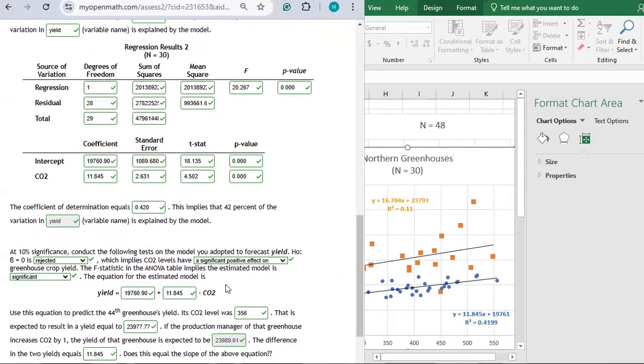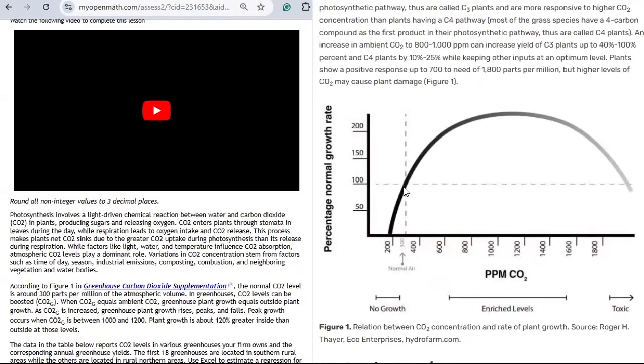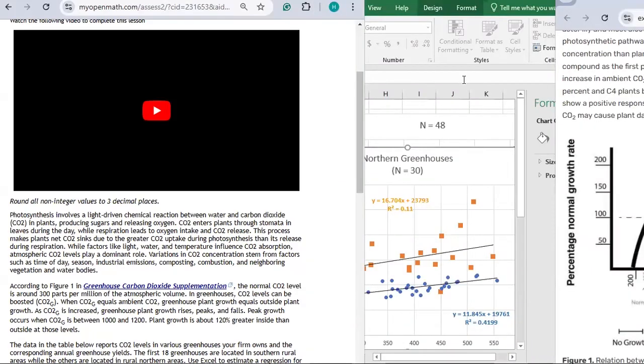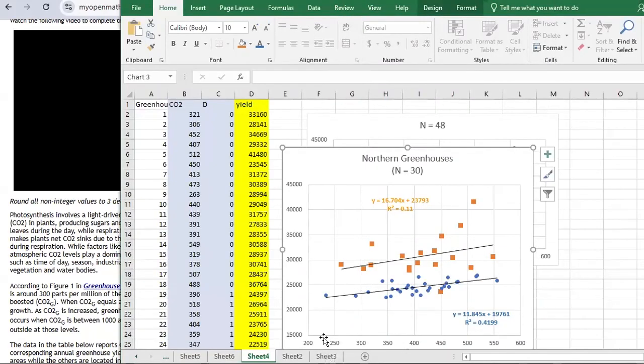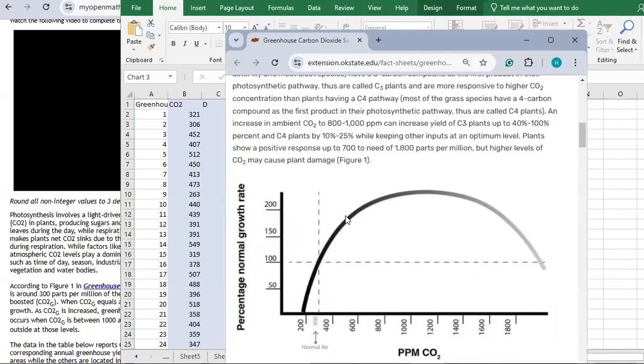Now, one thing that we need to be worried about here, if you go back to this graph, if you look at this graph, it's nonlinear, isn't it? But you have to remember that the range of our data here goes from just under 250 to 550. So in this graph, we've got 250 to 550. From 250 to 550, this part of the curve is very linear. Because CO2 can be very expensive to purchase for a greenhouse, greenhouses are probably going to maintain CO2 levels on the lower end. They're not going to have CO2 levels up here.